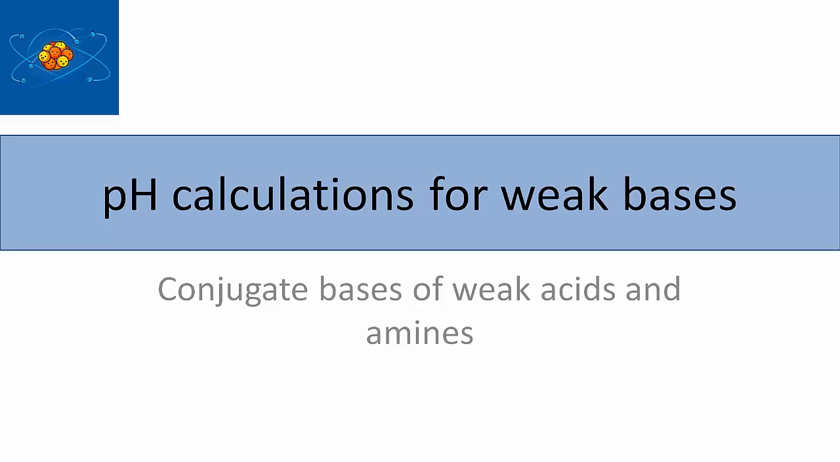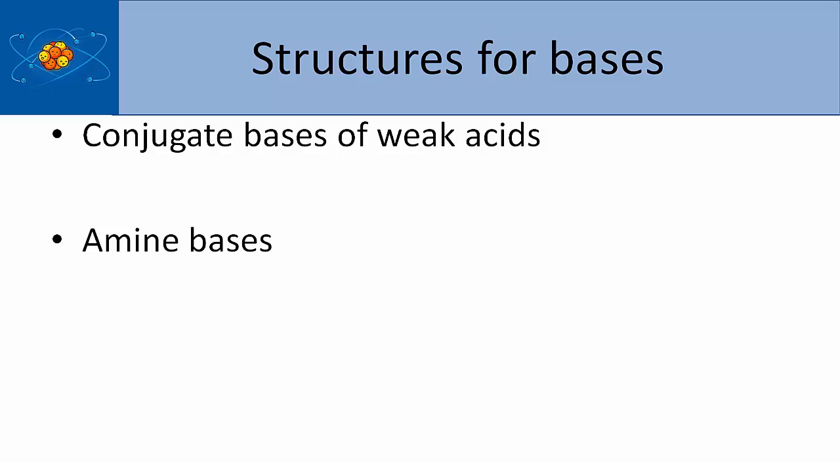Hi guys, this is Dr. K. We're going to look at pH calculations for weak bases. Weak bases come in two types. They can be the conjugate bases of weak acids, and they can also be amines. So let's talk about the structures.